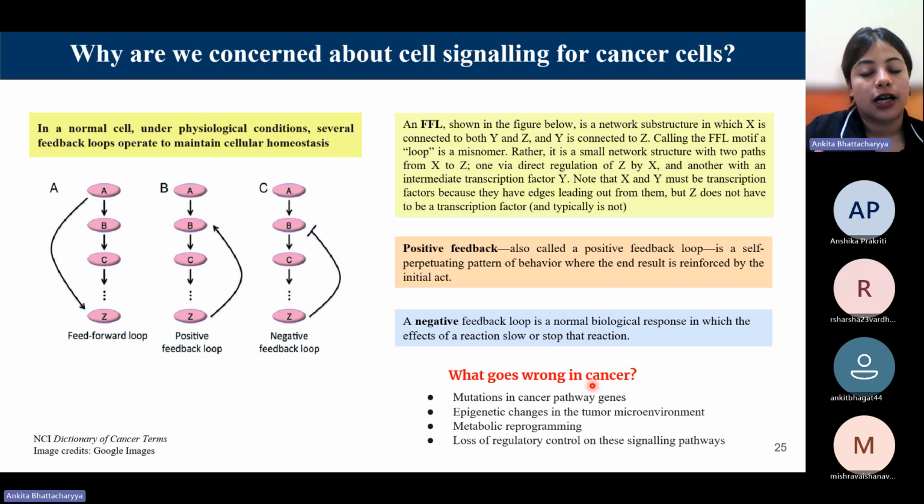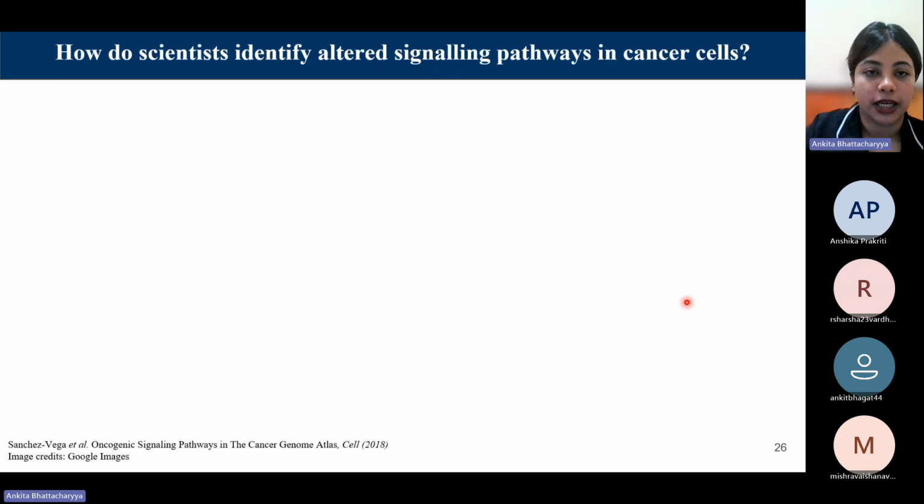And finally, the last point, which is something you all might be familiar with, and which is the crux of our entire class as well, which is the loss of regulatory control on all of these signaling pathways. So signaling pathways are there, fine, all good. But then any loss in the control, in the regulation or the coordination of these pathways is what eventually leads to cancer.